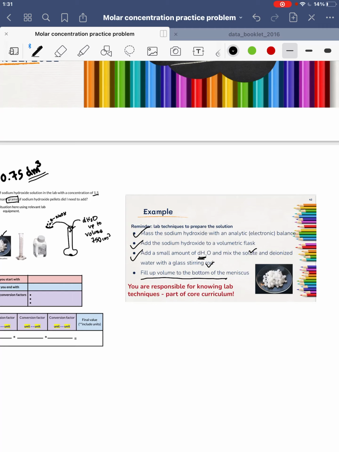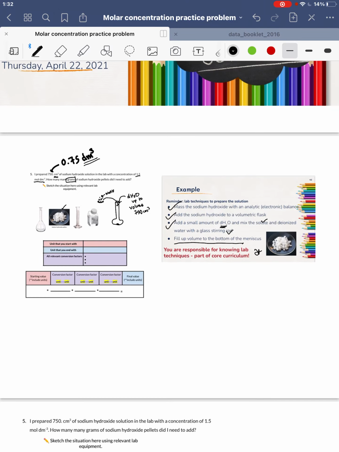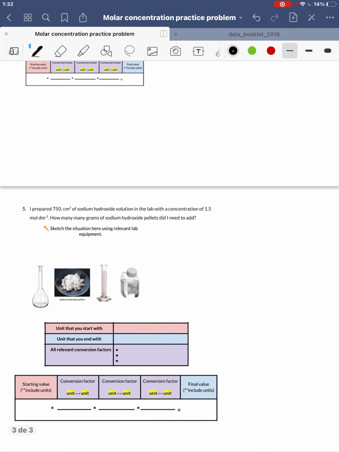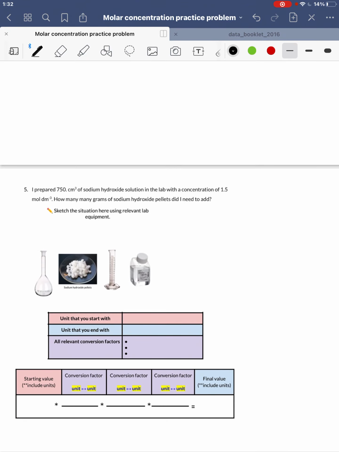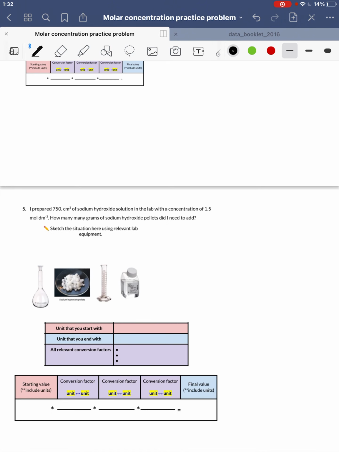You are required for knowing this lab technique. It is part of the core curriculum, even though you're not being tested on paper 3 this year. So make sure you let me know what questions you have about that. I suspect the bigger question is going to be about doing this math. So let's get into what this math should look like.